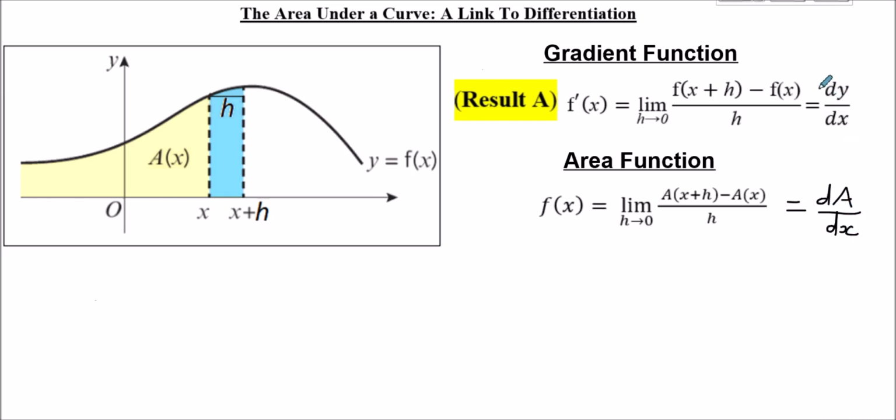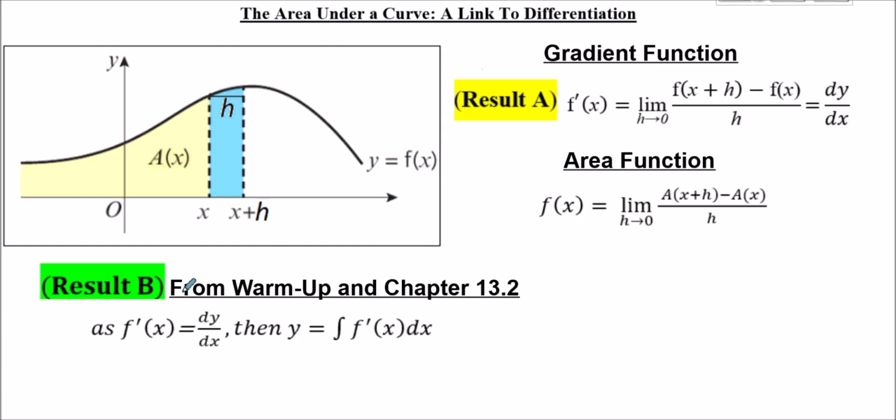And bear in mind, dy by dx, remember y is f of x, so d f of x over dx, that's the same as f dashed. And so if dy by dx gives us f dashed, dA by dx gives us A dashed of x. So in other words, f of x, which equals this, which equals that, equals the derivative of the area function. So f of x is the same as A dashed of x. Now this is really crucial.